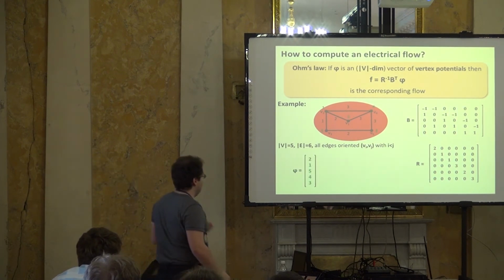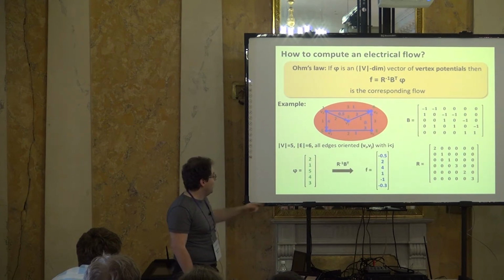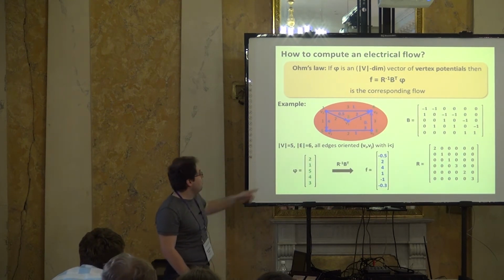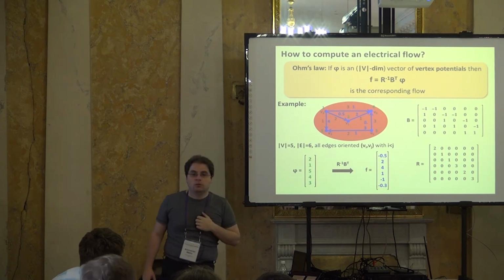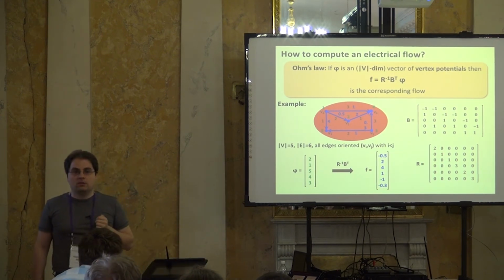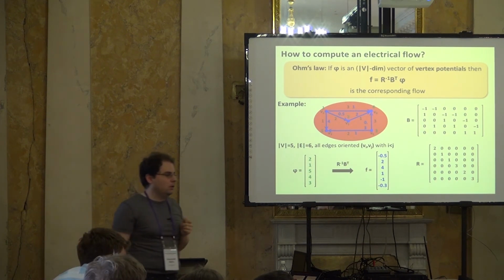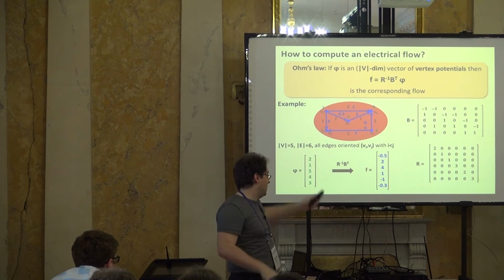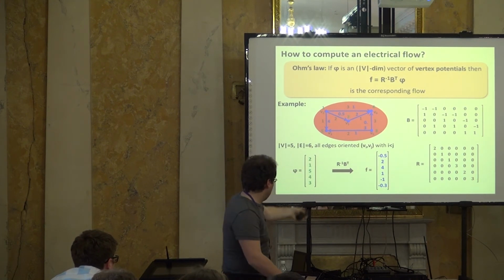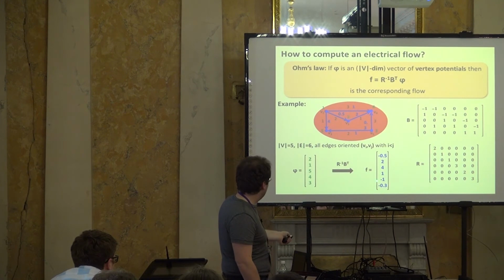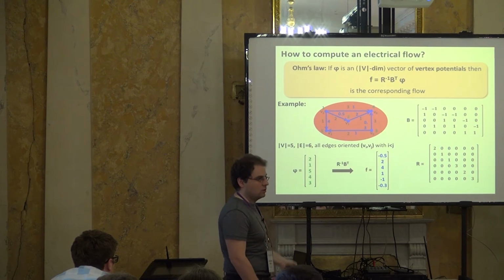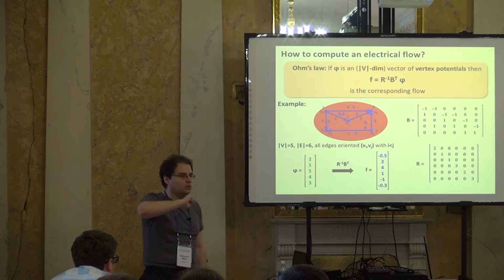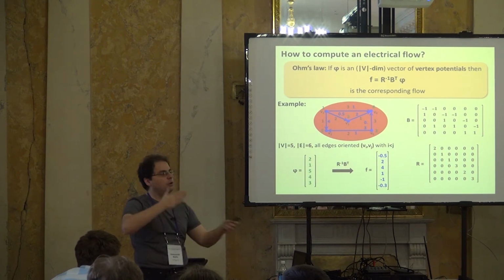Now, if this is my example vector of potentials, and I apply these two things to each other, then I get exactly the flow induced via Ohm's law in this graph. Yes, the graph is undirected. When I talk about tails and heads, it's just orientation, a way to encode what the positive direction and the negative direction are. Here you see a minus, which means I'm flowing one in the opposite direction. So it's still undirected. I just need to differentiate between directions of the flow, but it's allowed to flow in both directions.